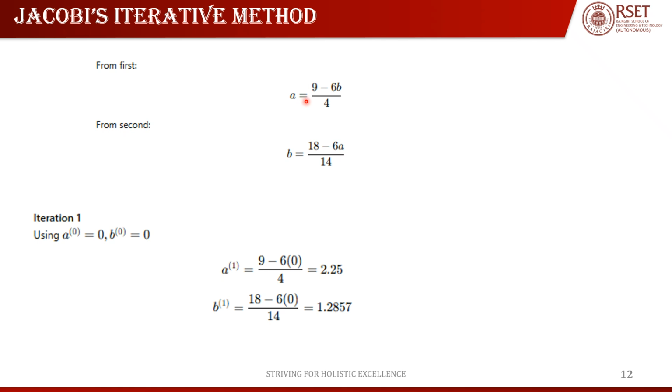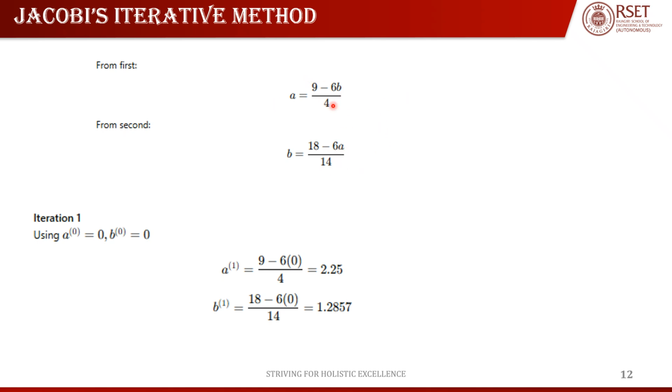From the first equation, your variables are not x and y; here your variables are a and b. So from the first equation, separating a, a will be equal to (9 minus 6b) by 4. From the second equation, separating b, b will be equal to (18 minus 6a) by 14. So you have the two equations.